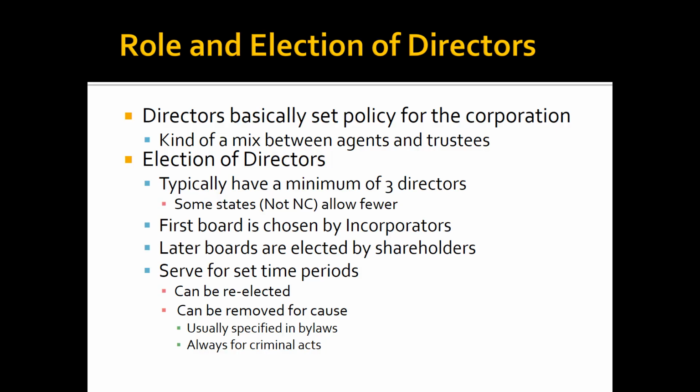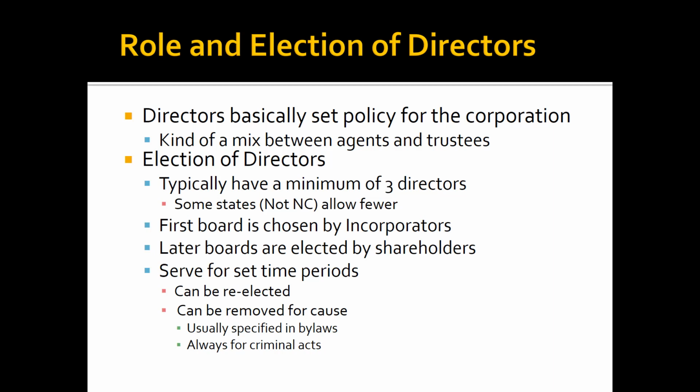Okay, so let's talk about the directors. Sometimes in your book, management is the preferred term, but director is fine. Directors are the people who set policy for corporations. So if we go back to some of the previous chapters where we talked about trustees or agents, remember we talked about agents and principals, a director kind of has a mix of those responsibilities. Now, North Carolina requires a minimum of at least 3 directors of a corporation. Some states allow you to get away with fewer, but North Carolina has to have at least 3.